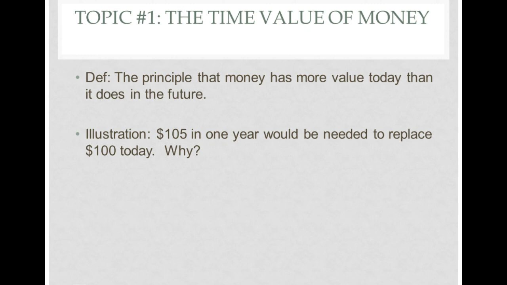$105 in 1 year would be needed to replace $100 today. Or saying that backwards, if I offered you $100 today, the only way you would agree to wait 1 year was if I instead offered you $105 later on. And why is that? Because there is a cost to us waiting to use money. We would rather have our money now and spend it now. We'd rather have our house or our car or whatever it is now rather than having to wait to get that money. So if we're going to ask somebody to hang on to money and wait to spend it, then we have to give them something.